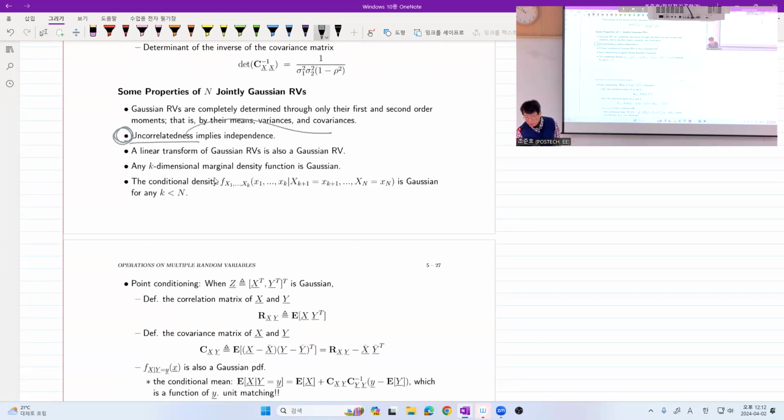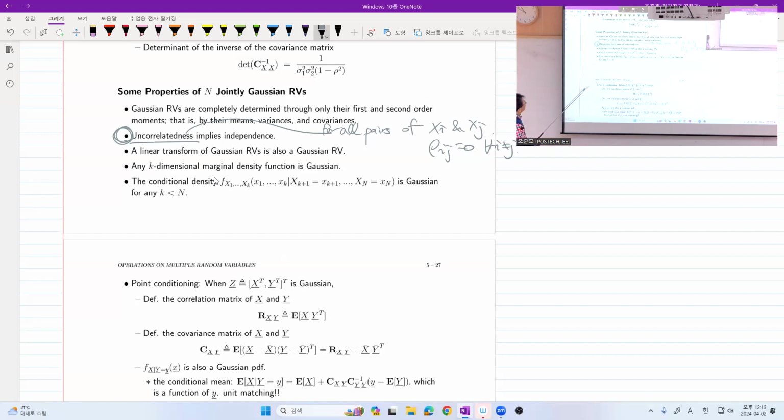Uncorrelatedness means for all pairs of xi and xj, if rho ij equals 0 for i not equal to j, then what? Independent. Got it?